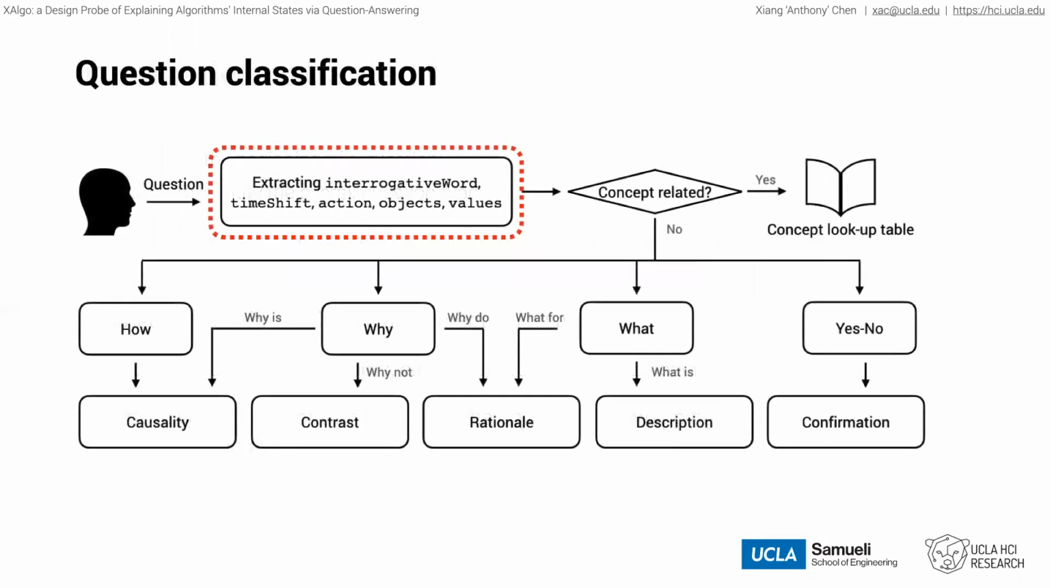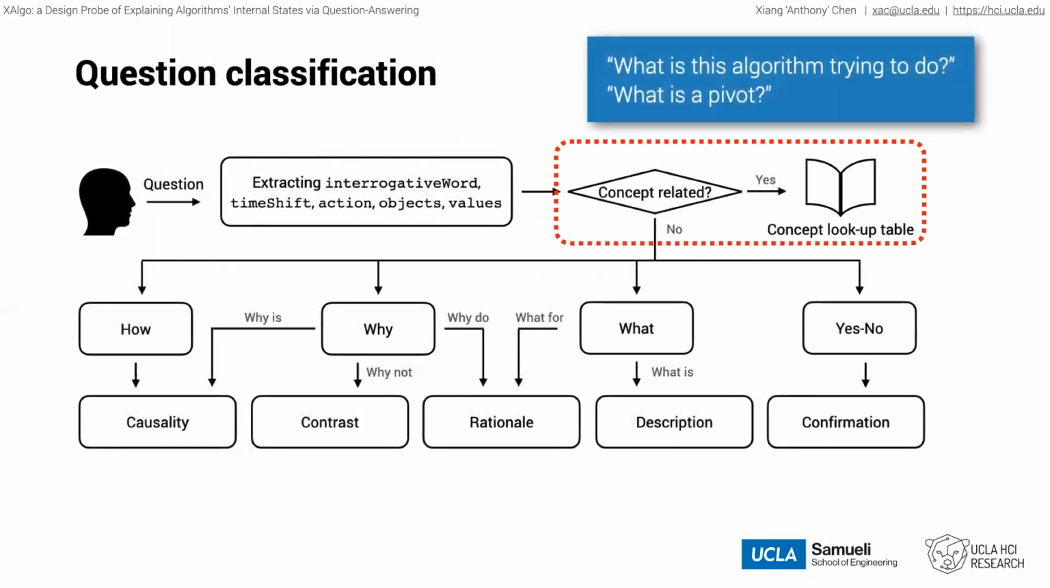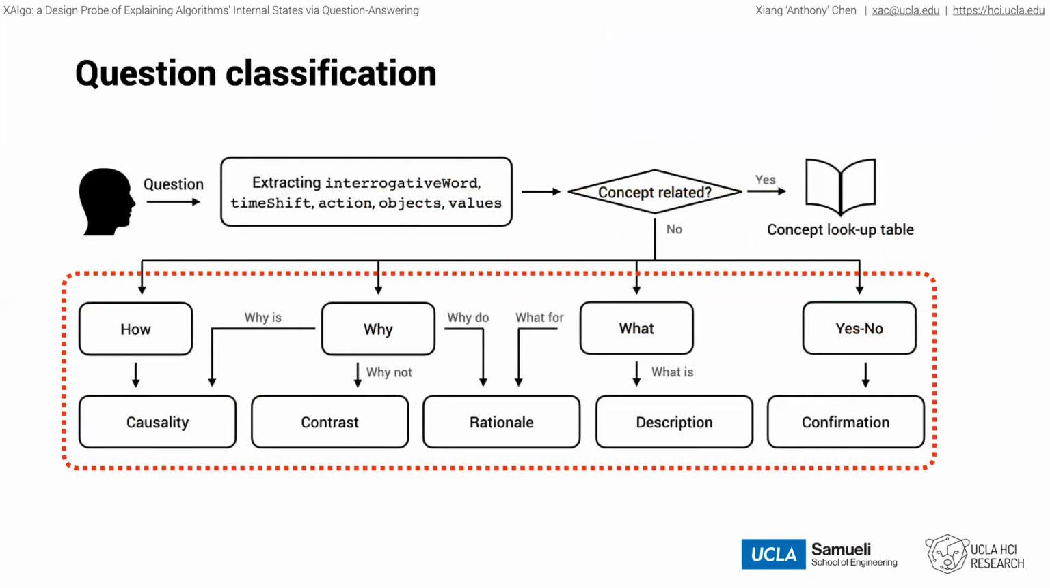So once we extract this information from the question, we'll then check if the question is concept related. As we focus on the states, we refer concept related questions to a lookup table. And if it's indeed not about concept, but about the state, we'll then try to map the question into one of the 5 aforementioned question types. Notice that sometimes a single WH or interrogative word might refer to different types of questions, such as for why is asking causality, why not is about contrast, and why do is about the rationale.